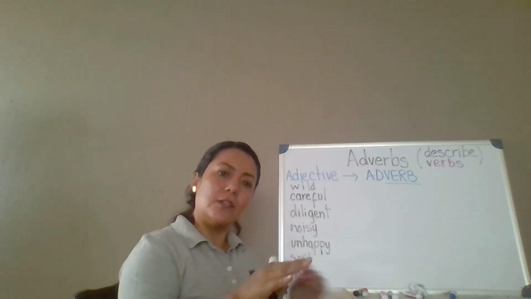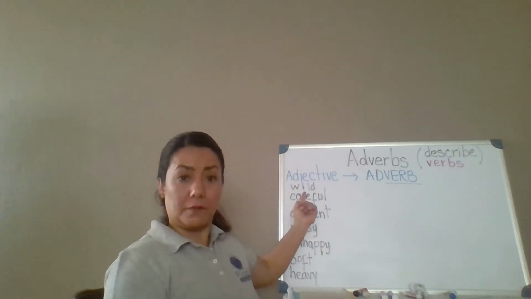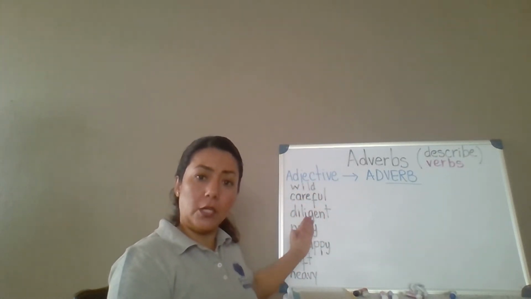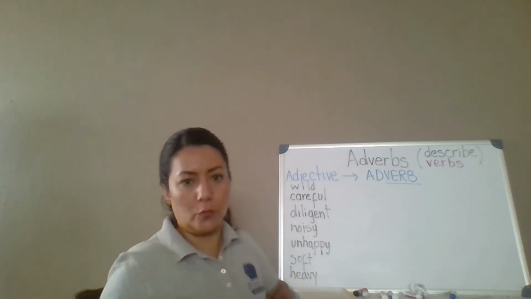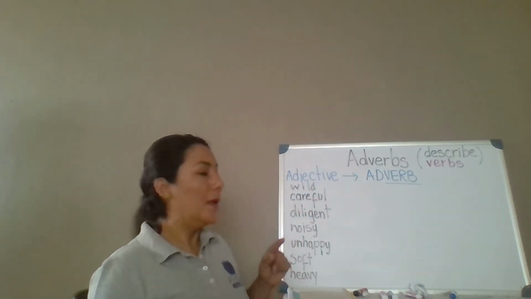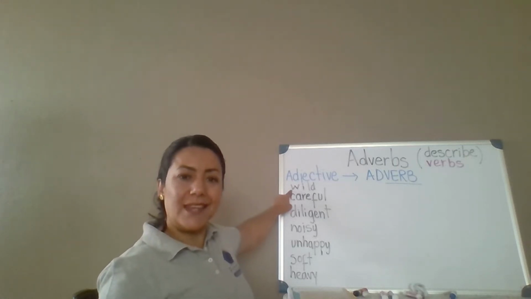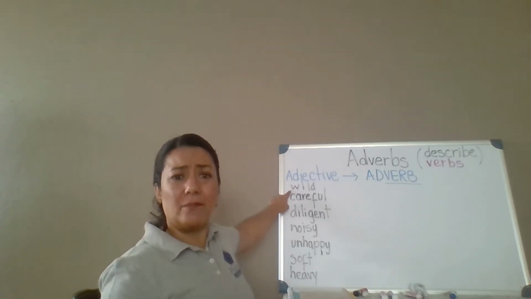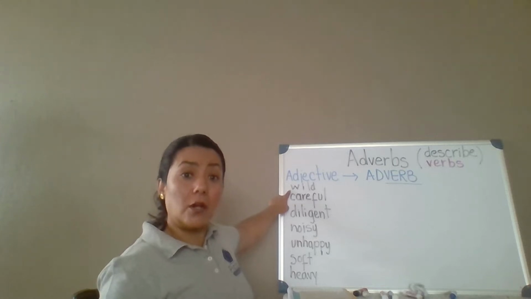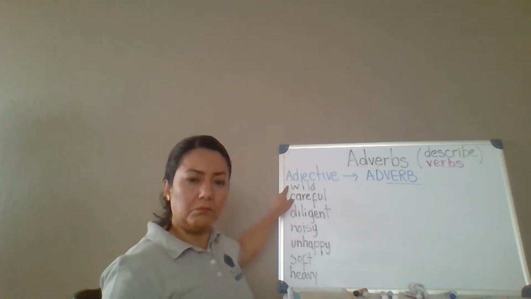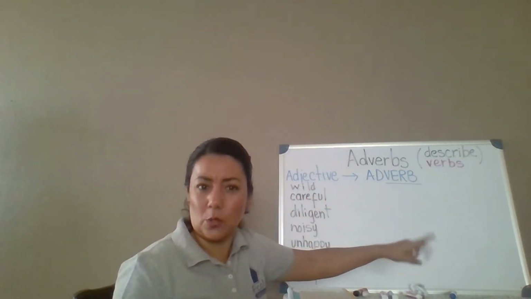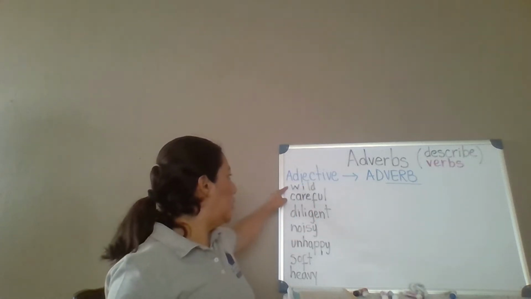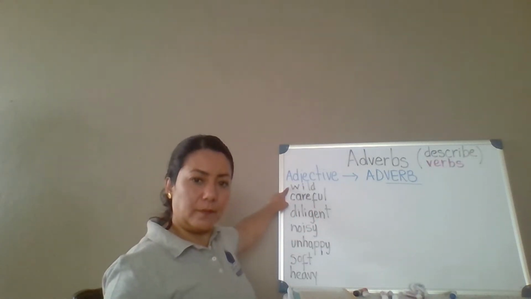Okay, let's go back to adjectives. We begin here and then we change them to form adverbs. Okay, wild, it's an adjective. It can describe an animal. For example, the tiger is wild. It's an adjective because it describes an animal. We said person, place, thing, or animal. Remember? Good. First, it is an adjective.